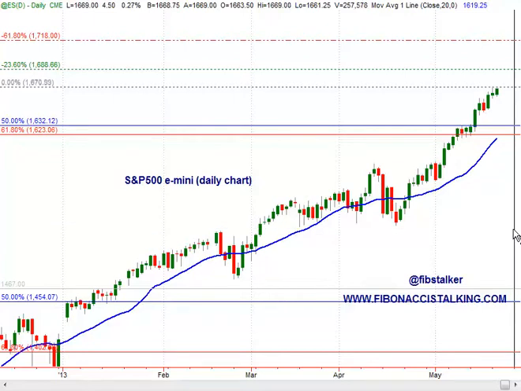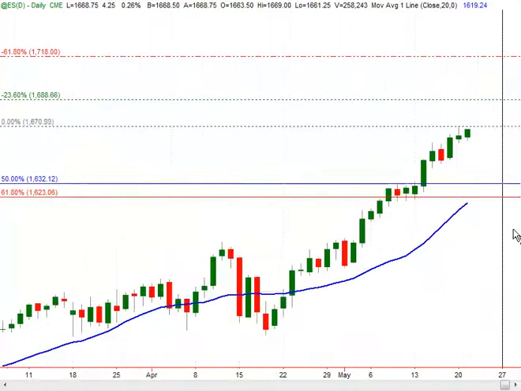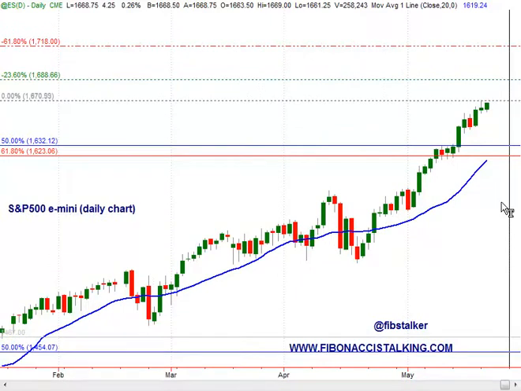So be careful up here. It's not time to go long the S&P 500. We could see 1677 here, but then a retrace into the 1630 area, and that's what I anticipate here.